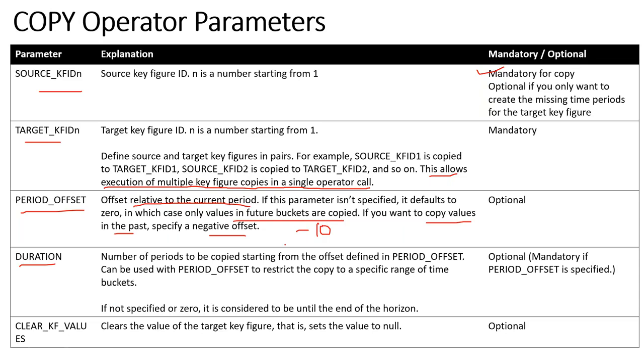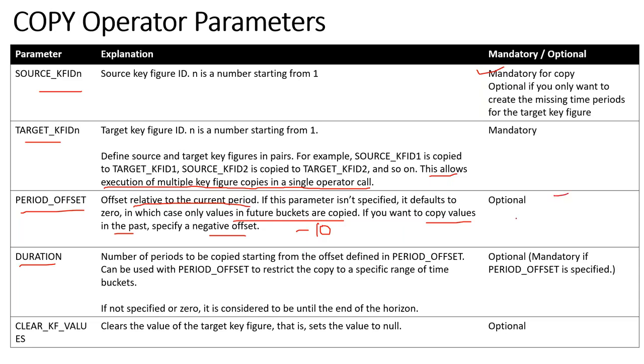What is duration? Duration means for how many periods you want to copy. When the copying is done, it copies for the entire future horizon. If your time profile has 10 years of data, it copies all 10 years. But if you don't want that and you want only a specific horizon, like a yearly plan, then you can specify it.